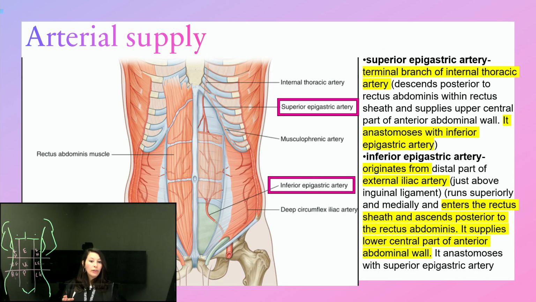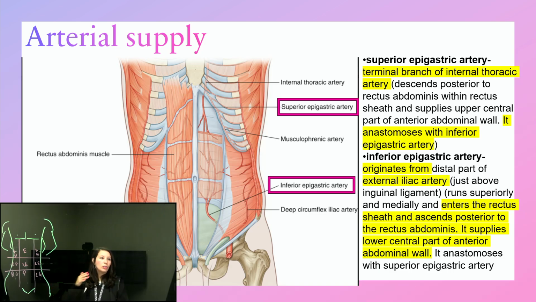Okay, another very important thing, as you already know in gross anatomy, is that we have to look for blood vessels. Some of the most important blood vessels we're going to be looking for are called the superior epigastric artery and inferior epigastric artery. When you start reflecting these muscles, your external oblique, internal oblique, and your rectus abdominis muscle, you're going to notice these two arteries on the deeper side of your rectus abdominis muscle.